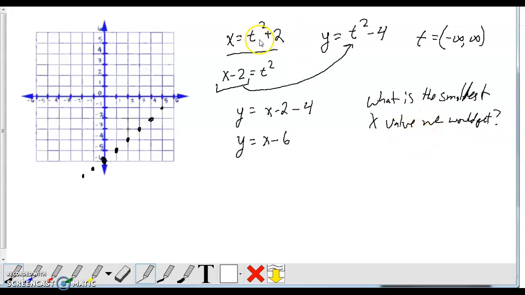If I plug in a 1, 1 plus 2 would give me 3. If I plug in a -1, it's still going to give me 3. If I plug in a 2 or a -2, 4 plus 2, it will give me 6. So the only number I can plug in that's going to be really small is when t is equal to 0. So all my numbers for x are going to be larger than 2.